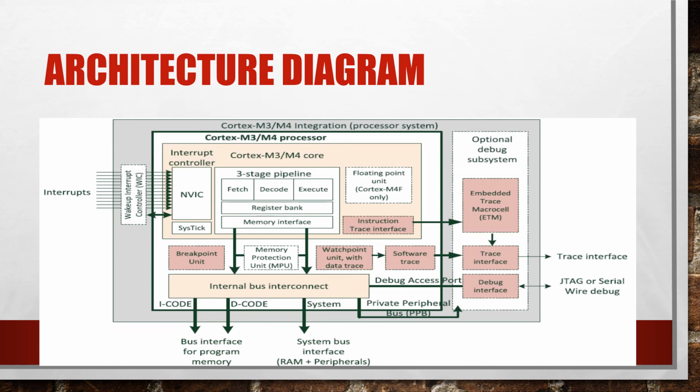This is the basic diagram of the ARM processor. Later on, we are going to discuss each part in detail. If you look here, the Cortex-M3 and M4 have the pipeline, which we are also going to discuss later on. And then we also have the floating point unit, which is only for M4 and so on.